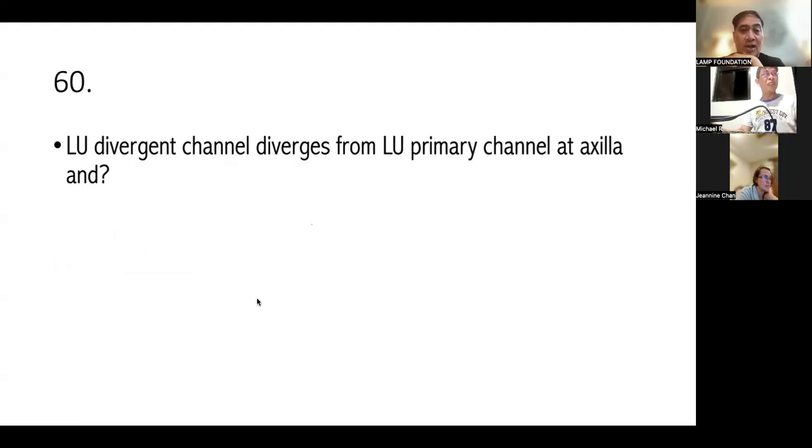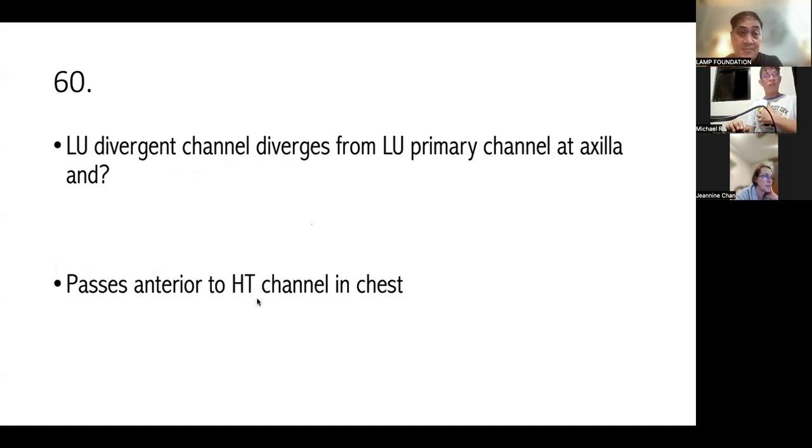The lung channel diverges from the lung primary channel at the axilla, and what happens next? It passes anterior to the heart, then to the chest. So it's connected to the heart. Very good. Okay, so let me ask you, how are you going to treat yourself, Sir Michael?